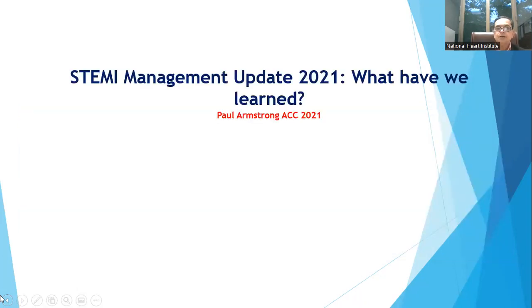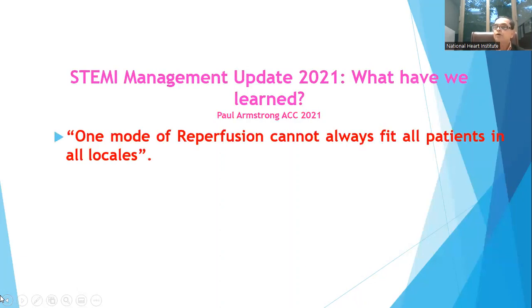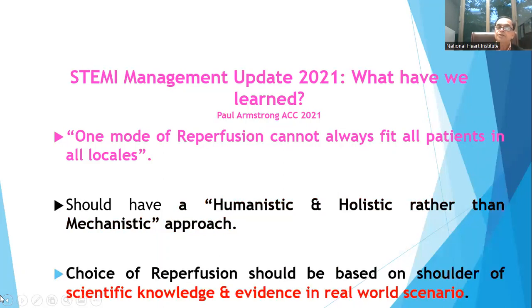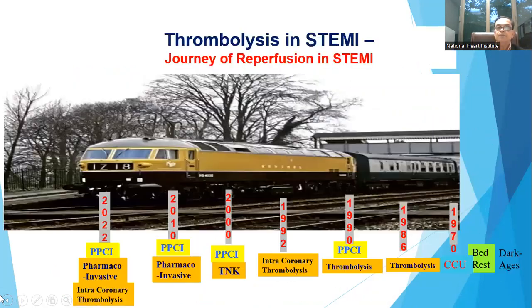So ladies and gentlemen, what we have learned till date is that one mode of reperfusion cannot always fit all patients in all locales. When we are choosing the reperfusion strategy, we should have a humanistic and holistic rather than a mechanistic approach. Choice of reperfusion should be based on the shoulders of scientific knowledge and also on the evidence which is there from the real world scenario.